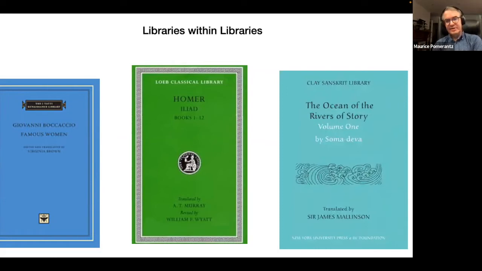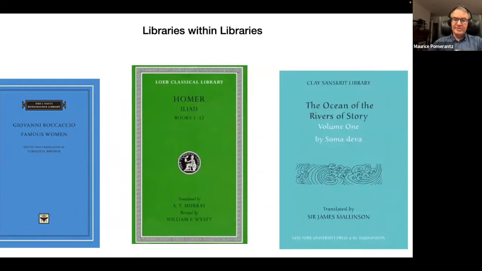The real forefather of this type of book was the Loeb Classical Library, where you can see the volume of Homer here. They had volumes in Greek and in Latin. The volumes in Greek were green, the volumes in Latin were red, good for colorblind people like me. They were followed, I think in the 2000s, by the E-20 series, which was sponsored by Harvard University Press, and the Clay Sanskrit Library, which was a project run by New York University Press. So there was actually a precedent for this.